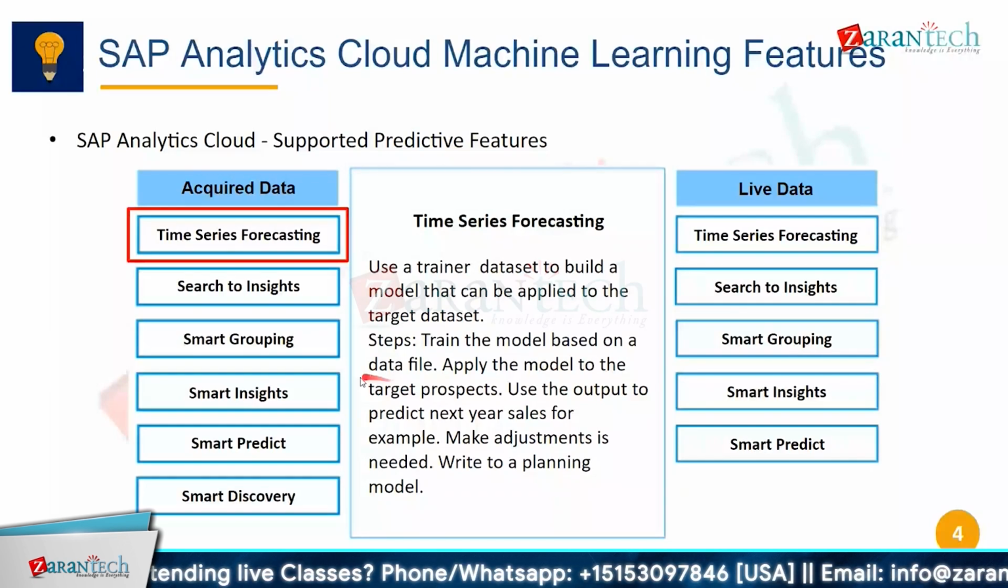You can also make adjustments. You can also write it to the planning model. In the planning model, we have the write back functionality, so you can write it back and reuse it in the stories and analytical applications. So that is the time series forecasting with respect to the acquired data.